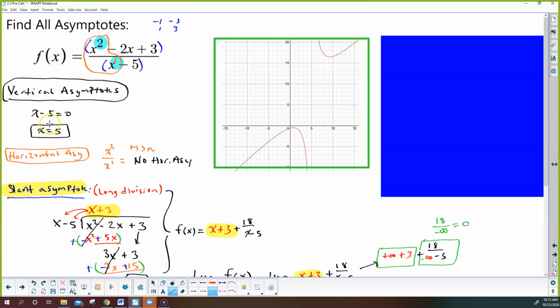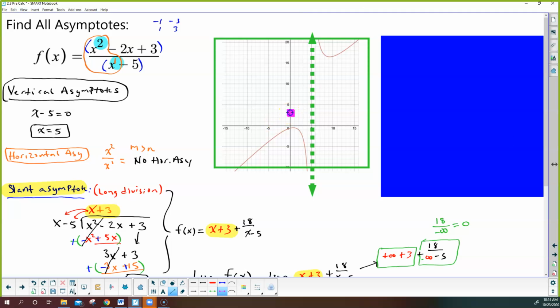We have a vertical asymptote at x equals 5. So if I go over to x equals 5, you guys see that vertical asymptote right there? We just proved that algebraically. There is no horizontal asymptote because this graph appears to be going down and this graph appears to be going up. But what we do have is another type of slant asymptote.